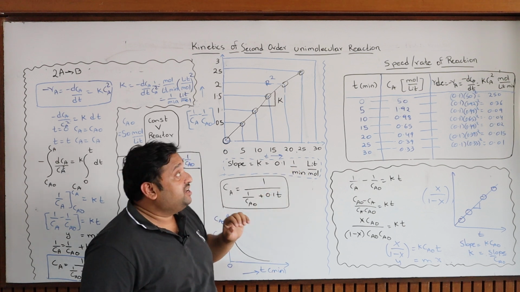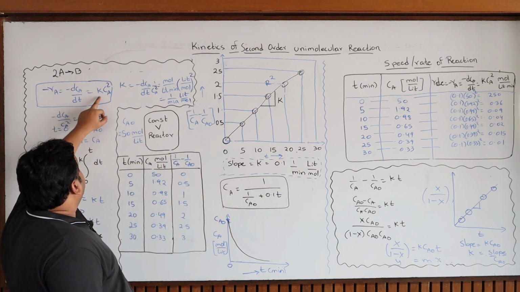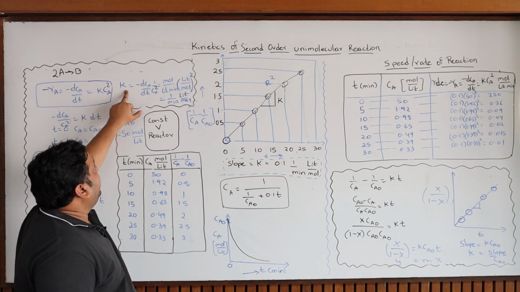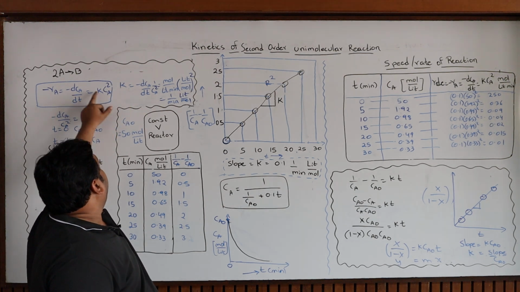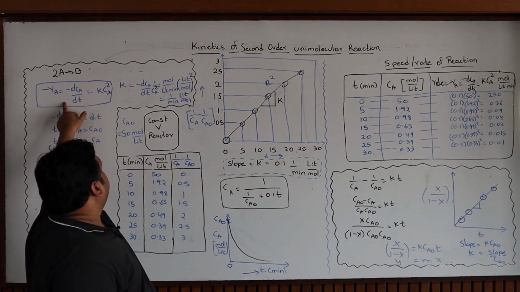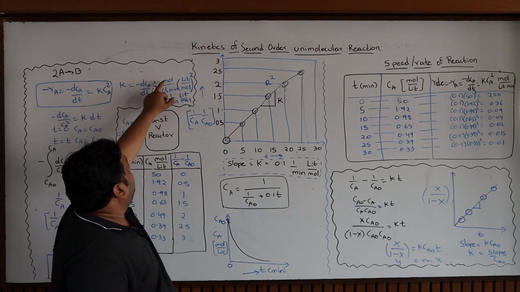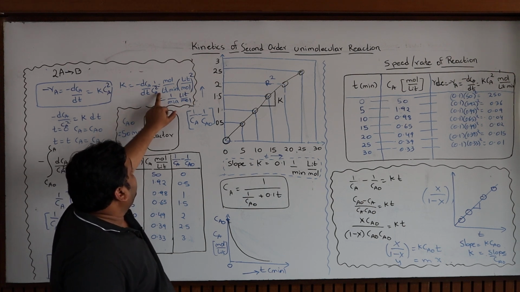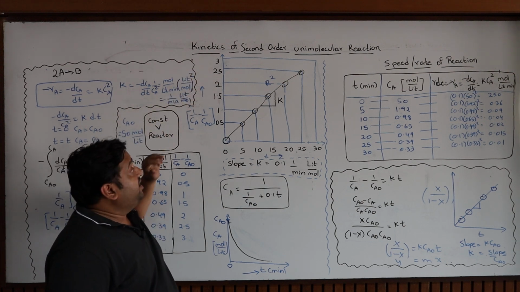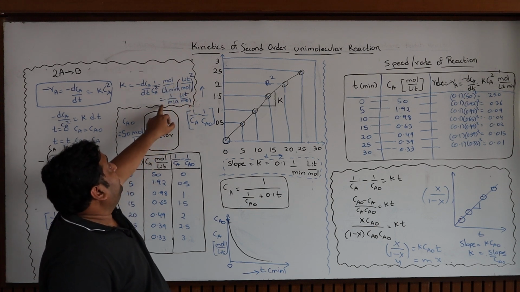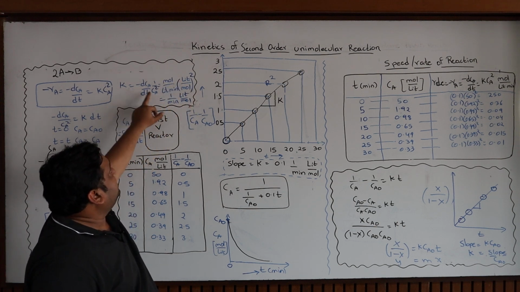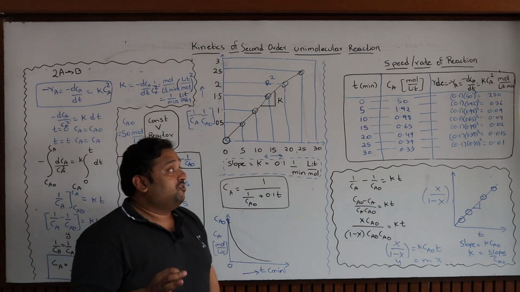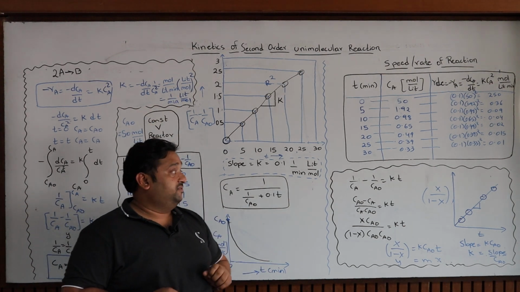How did I get this unit? Here it is. I know minus dCA by dt is equal to kCA square. From that, K is nothing but minus dCA by dt divided by Ca square. What is the unit of concentration? Mole per liter. What is the unit of time? Minute. What is the unit of concentration square? Mole per liter whole square. Few things cancel out, and finally the unit of the rate constant is nothing but 1 by minute into liter per mole. This is the unit of the rate constant.